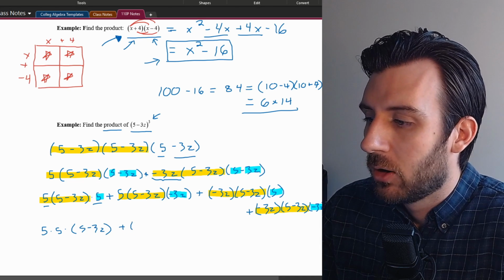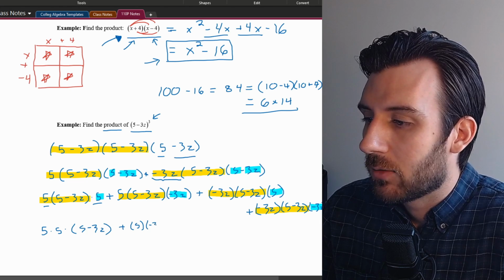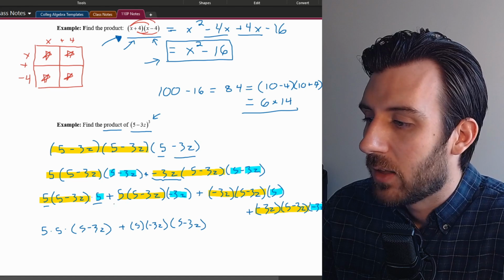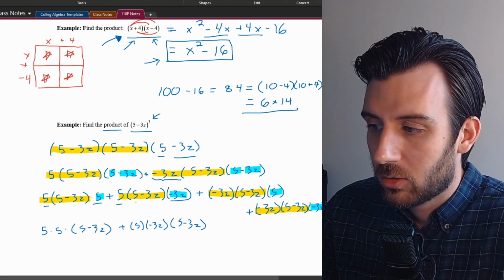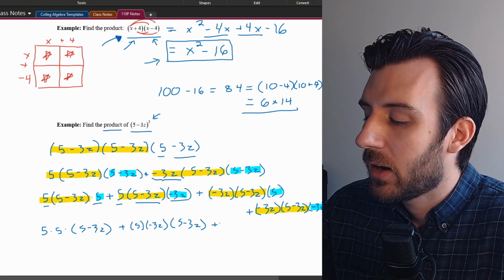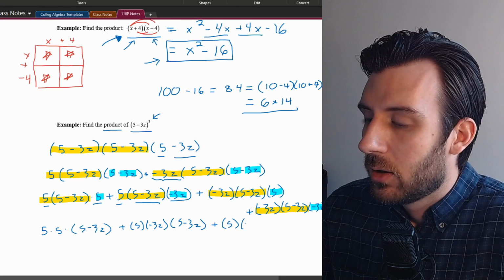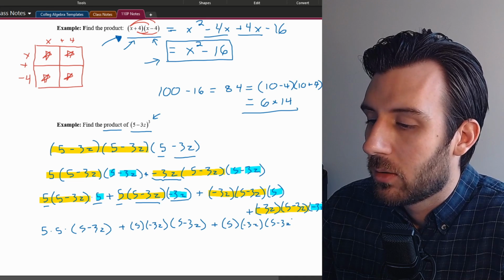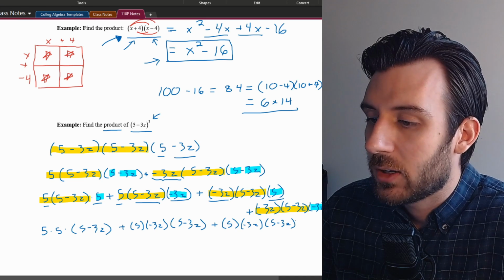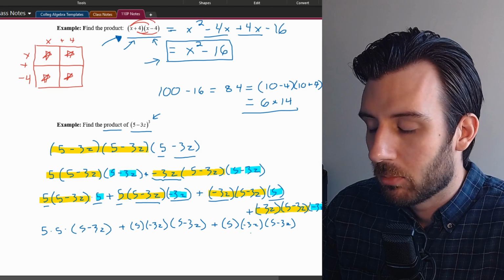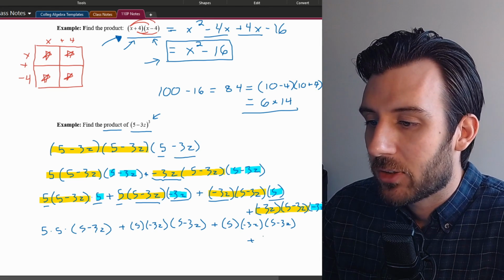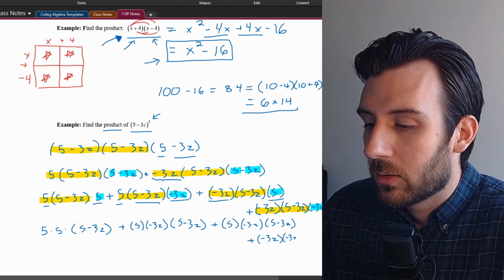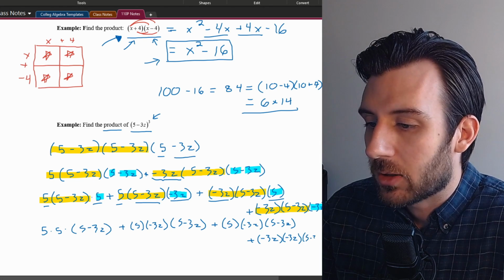So then I have plus 5 and negative 3z times 5 minus 3z. That's from this and this being moved to the front, multiplied by here. Then I have plus 5 negative 3z times 5 minus 3z. That's from moving this 5 to the front over here, which I'm allowed to do. Again, commutative property, just reorganizing my multiplication. And then the last thing is that I have a negative 3z, and then 5 minus 3z.